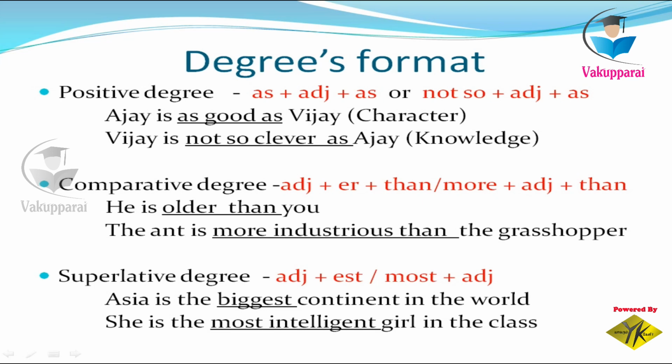So the same thing will follow here. Asia is the biggest continent in the world. Here Asia is compared with all the continents in the world. And she is the most intelligent girl in the class. So she is compared with all the girls in the class. Among them, she is the most intelligent girl. The term intelligent has more than two syllables, so I use most here. So keep in mind that the format of degrees must be like this.